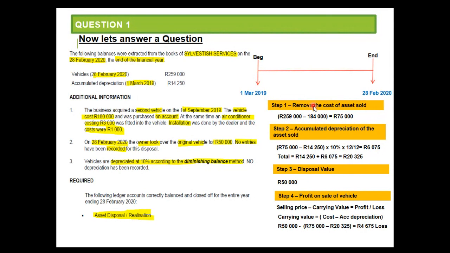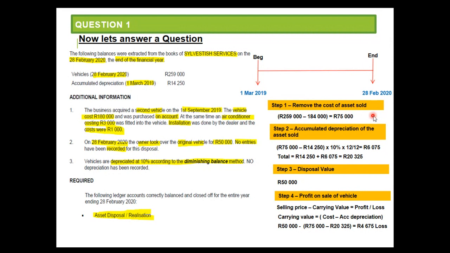So if I ask you what one of the accounts is here, I know that one of the accounts is asset disposal. But you know that in an entry you must have 2 accounts. For example, step number 1: remove the cost of an asset. I know one account already is asset disposal, but I can know the other account because they say cost of an asset.